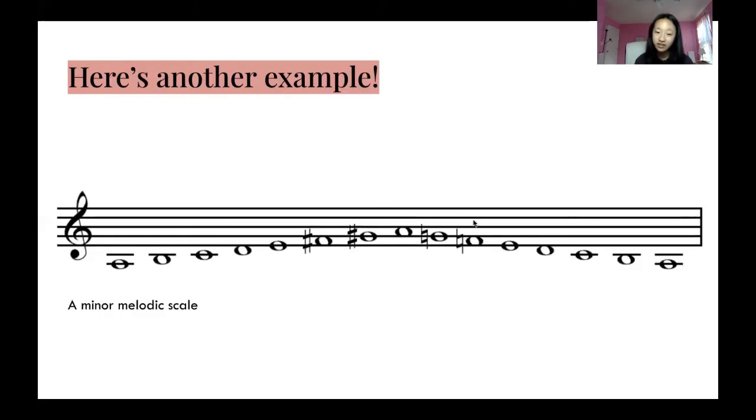And here's another example, since it might be kind of hard to wrap around your head at first. This is the A minor melodic scale. Luckily for us, A minor has no sharps or flats in its key signature. And so we only have to look at these accidentals. So on the 6th and 7th note, they raised it by a half step to F sharp and G sharp, and then on the way back down, we lower them back to their original state.